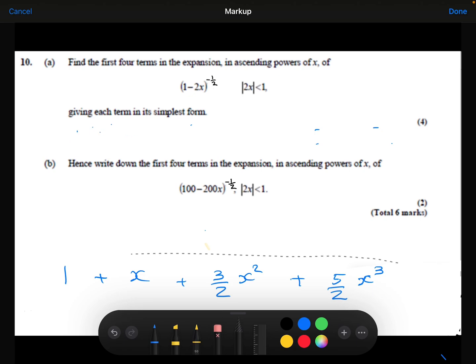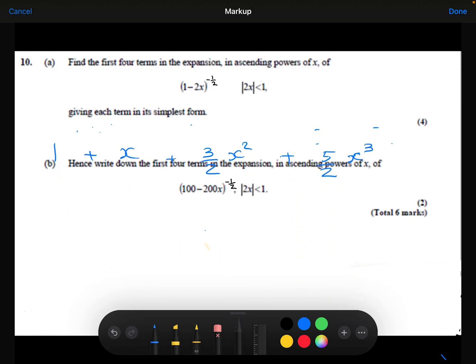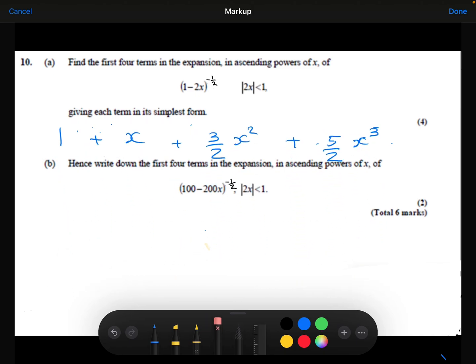So we're going to take our answer. And let's see, because it says hence, our answer to question B must have something to do with what we've just done. So let's compare this to this. Hopefully you can see that if we were to factorise 100 outside here, then the inside would be left as being 1 minus 2x. So it would match up with part A.